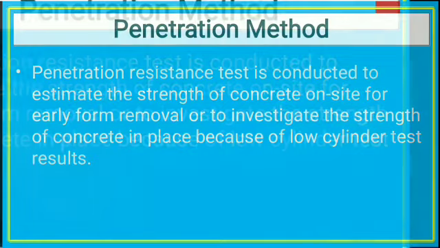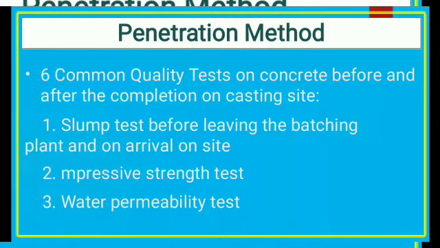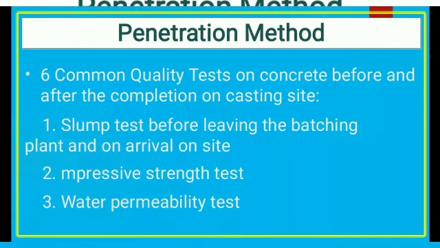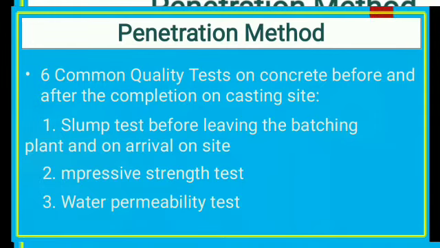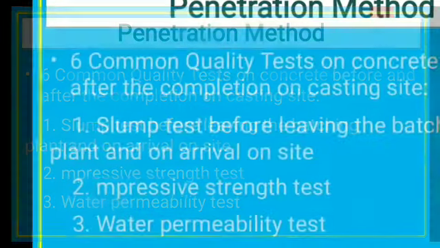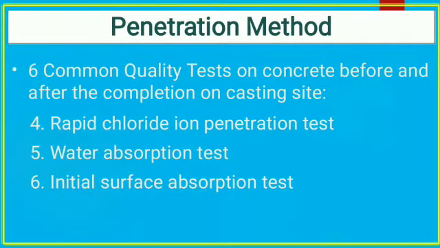Here are 6 common quality tests on concrete before and after completion of casting on site. Number 1. Slump test before leaving the batching plant and on arrival on site. Number 2. Compressive strength test. Number 3. Water permeability test. Number 4. Rapid chloride ion penetration test. Number 5. Water absorption test. And the last, initial surface absorption test.